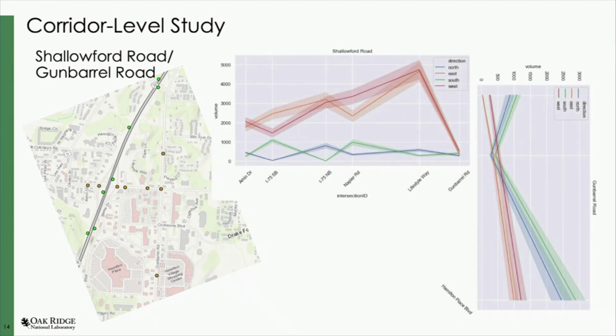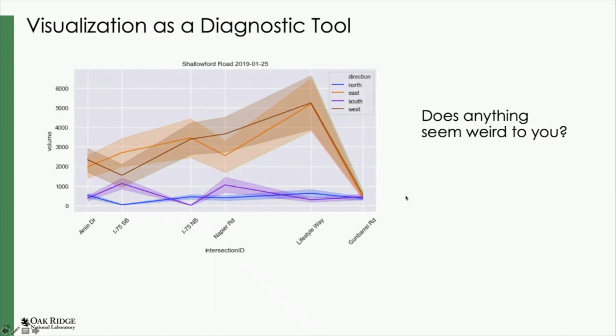If you piece them together, it looks like that. That rightmost, or eastmost, intersection on Shallowford is also where Gunbarrel splits off in both directions. There's way more going on south of Shallowford Road than north of Shallowford Road, so you can see that in these values being much higher than these values here. However, we have all this traffic here, right?